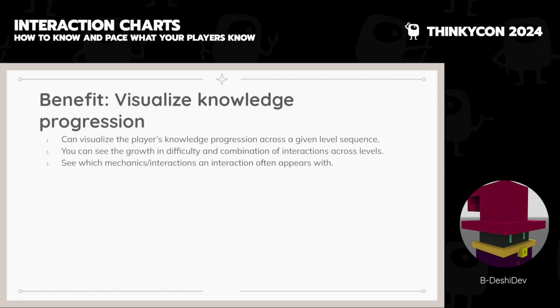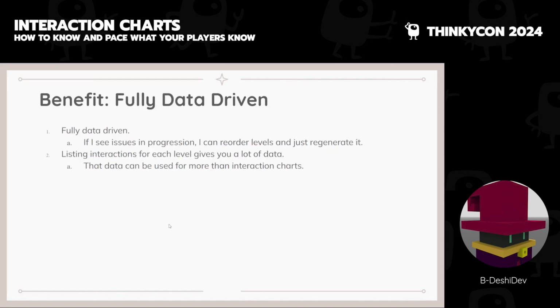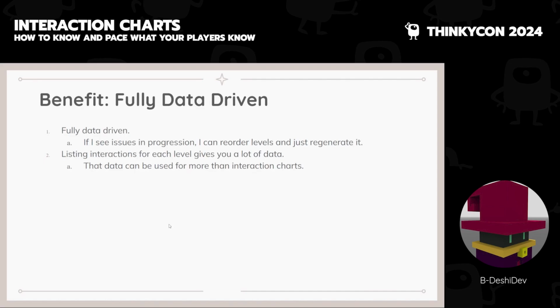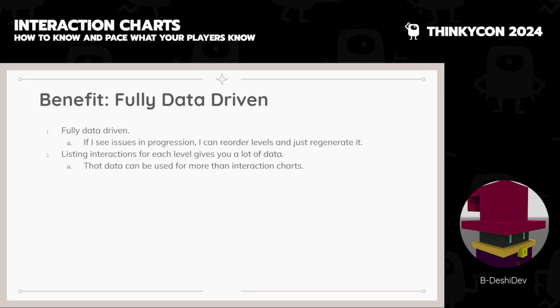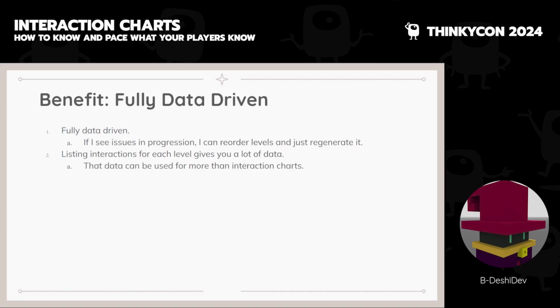And we can also see which mechanics or interactions a given mechanic often appears with. Another big benefit is that this is fully data driven. If I see issues in progression, I can reorder levels and regenerate the charts. And also the shape of the interaction charts gives me a guide for how I should be organizing the level.